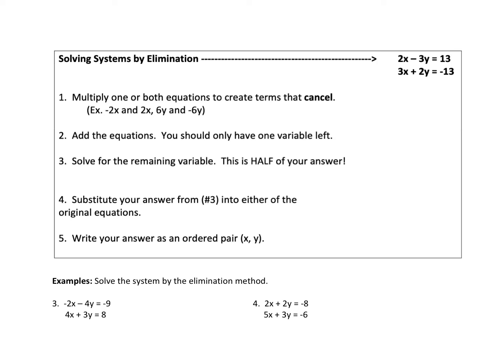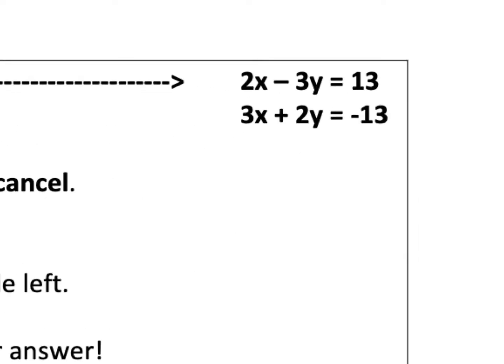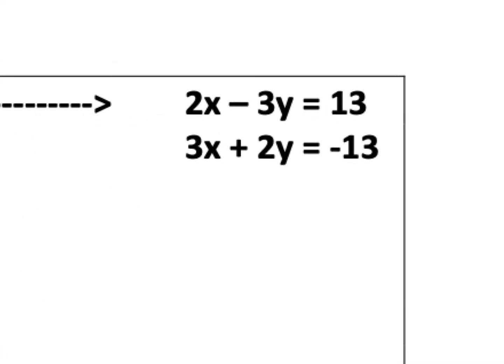If you look at the top equation to the right, we're trying to get one of the variables to cancel out. You have to have the same number with opposite signs. So if you look here, you're close because you have negative 3y and positive 2y. But we need those to become the same number.